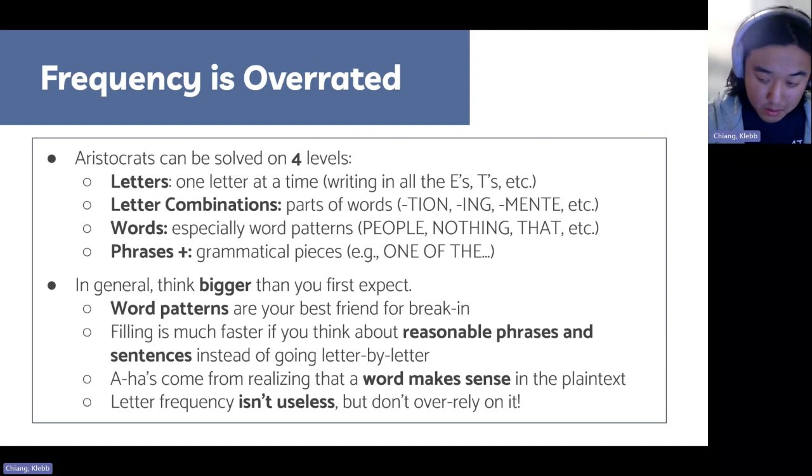So letter frequency, in my opinion, is very overrated. I say that because I've seen hundreds of teams do this event, and so many teams fill in E's and T's and stuff without actually getting much else. Don't over-rely on letter frequency. It's a useful tool, but that's it. It's just a tool.